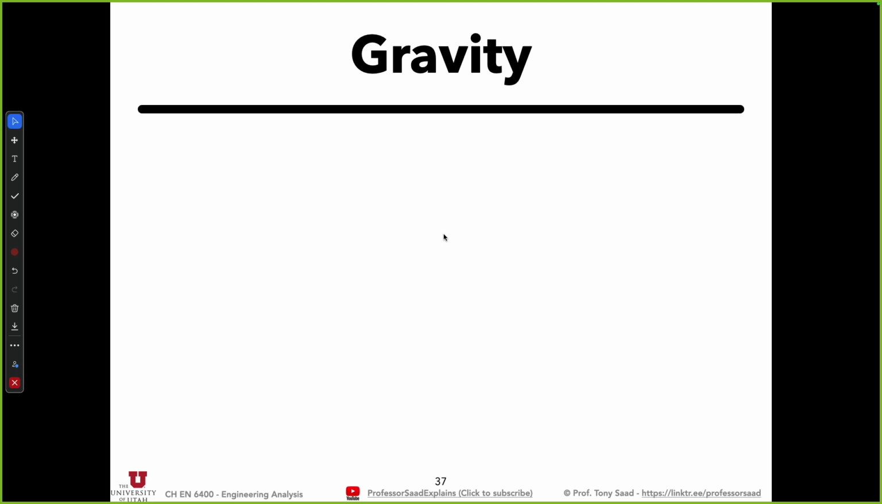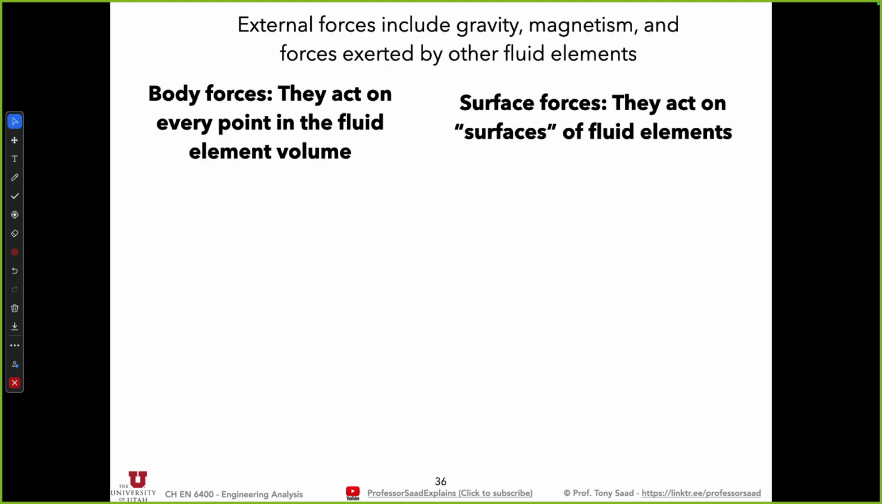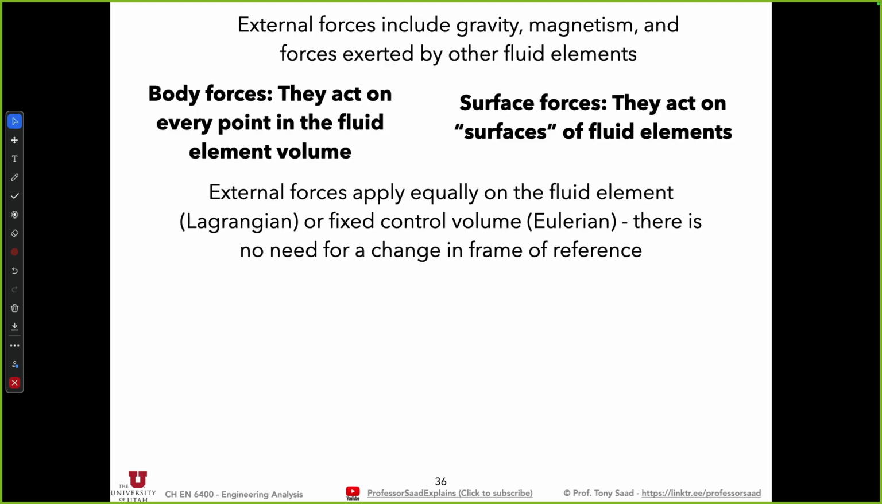And a typical body force is gravity. That's the number one. There are magnetic forces as well. Those act on every point in the body. And so I gave the example that gravity is acting on every cell in your body, but the atmospheric pressure is acting only on the outer surface of the skin, essentially, of you.